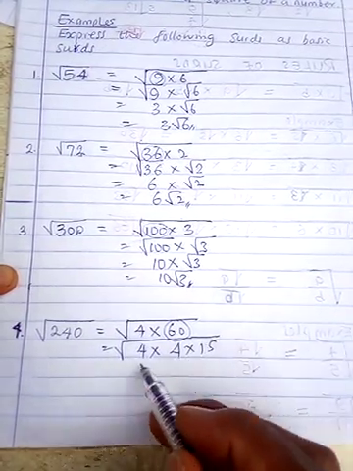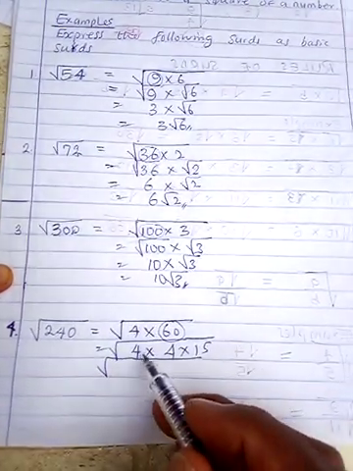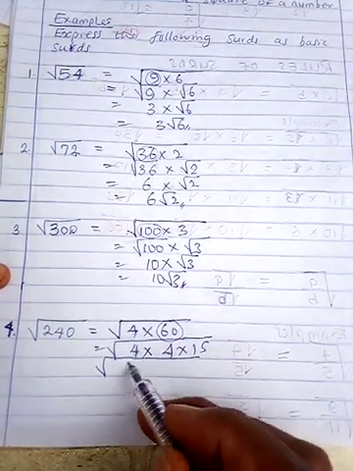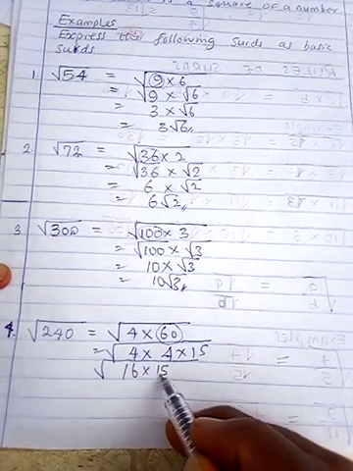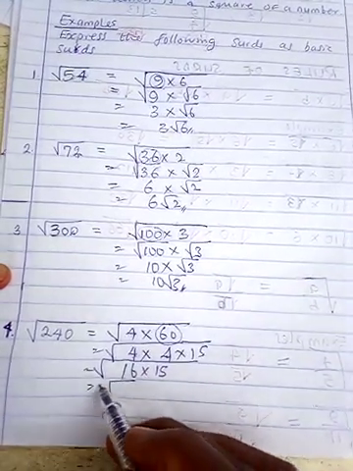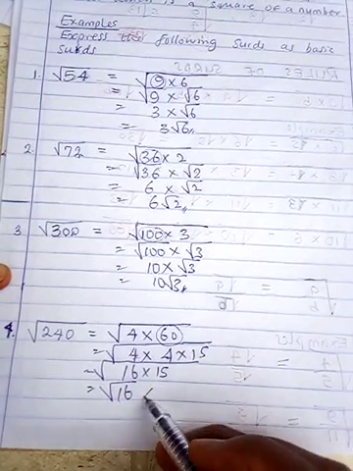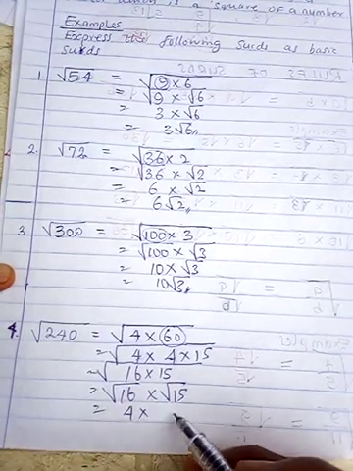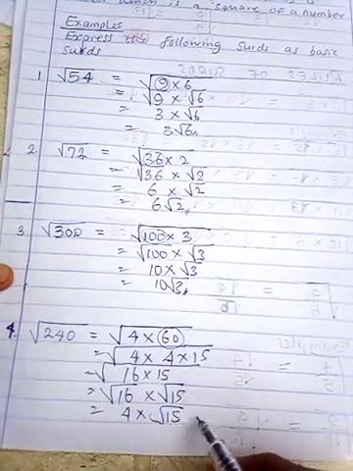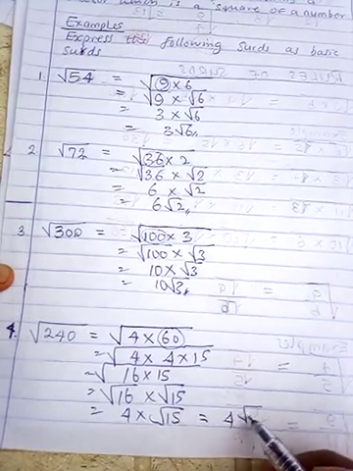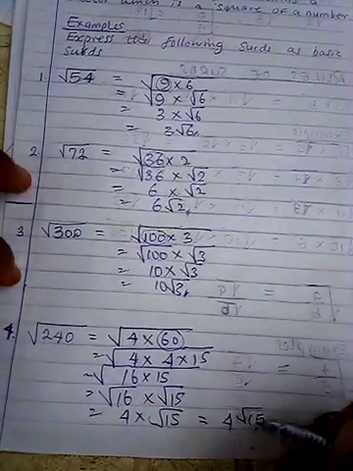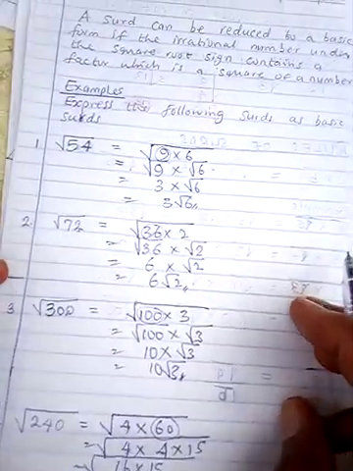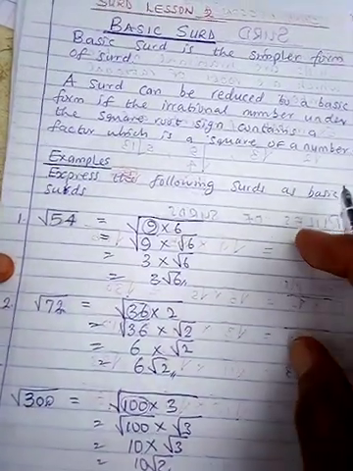So you can see now that we have two numbers in this surd that are perfect squares. So we are going to multiply them together. That is 4 times 4, which gives us 16 times 15. Now we are going to separate them. This is going to give us the square root of 16 multiplied by the square root of 15. The square root of 16 is 4, multiplied by the surd of 15. This will give us 4 surd 15. So this is how to express a complex surd as a basic surd.